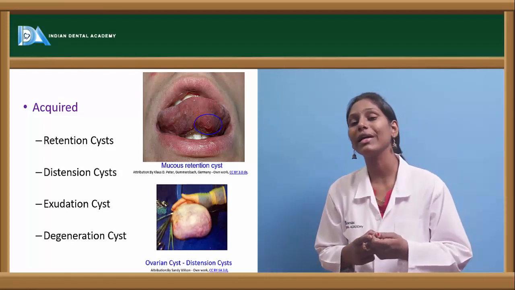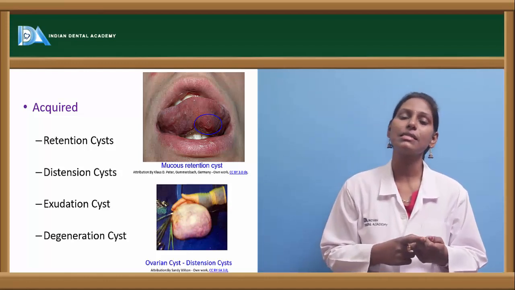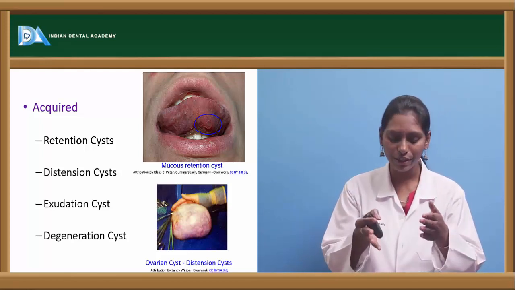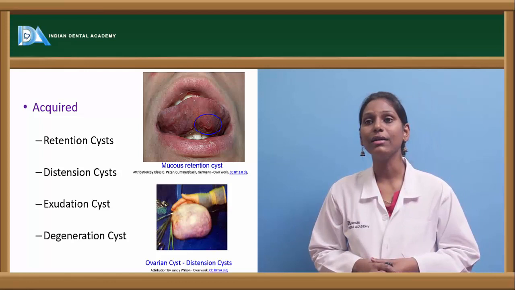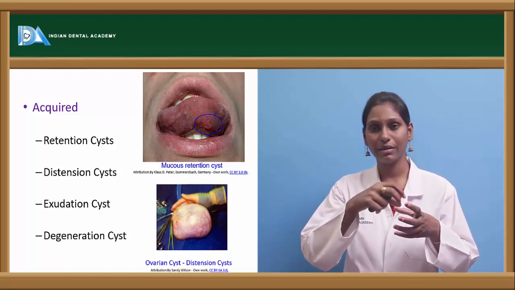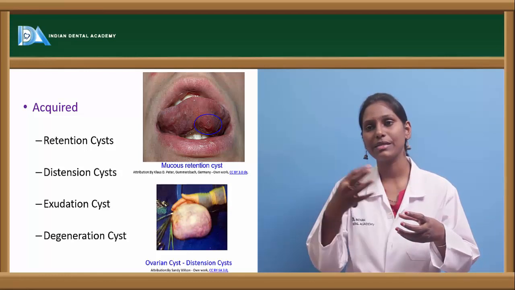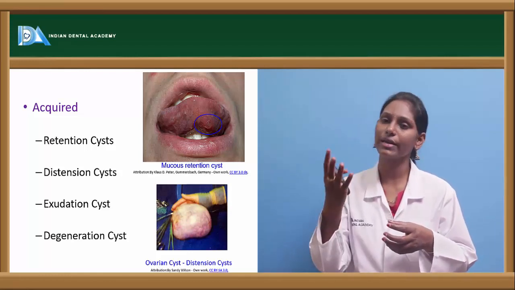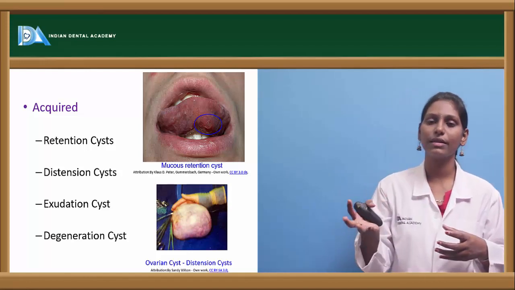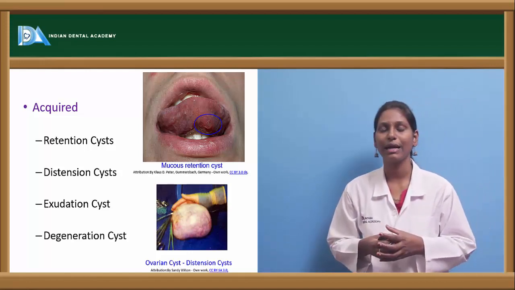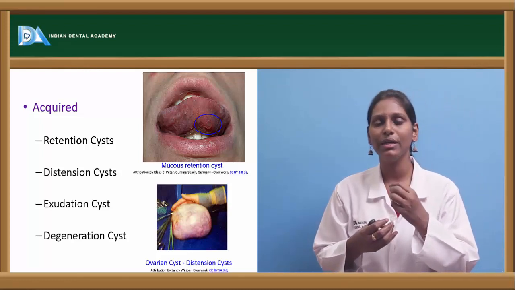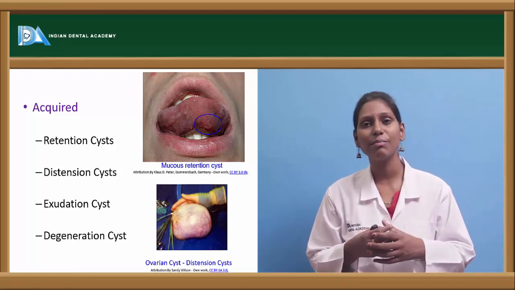And when we are talking about exudation cyst, it is nothing but again fluid moving into the anatomical spaces, and because of this fluid leakage into the anatomical spaces, this exudation cyst occurs. An example again is mucus extravasation cyst, which is nothing but your mucocele within the oral cavity, usually formed on the lips, the lower lip most commonly, where patients usually have a lip biting habit.